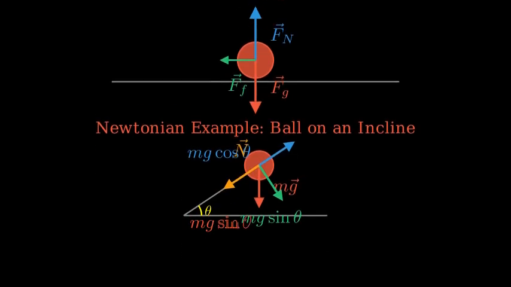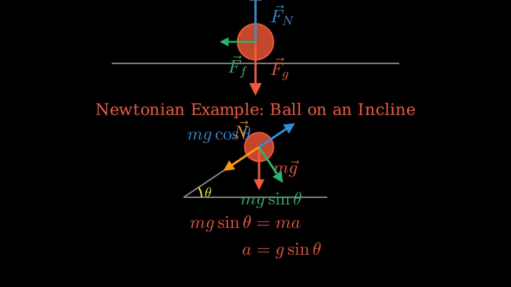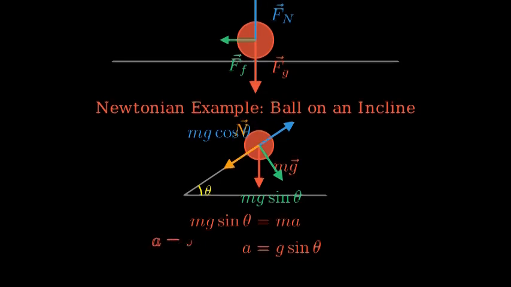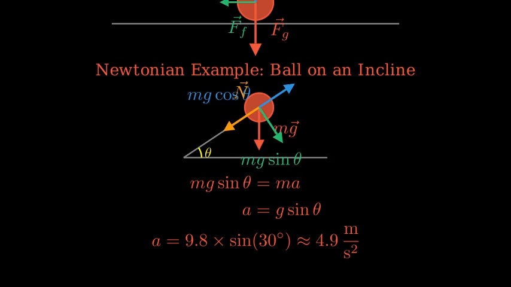Using F equals ma along the incline, we get mg sine theta equals ma, simplifying to a equals g sine theta. So the ball accelerates down the incline with a magnitude of g sine theta, independent of its mass. For a 30-degree incline, the acceleration would be approximately 4.9 meters per second squared.